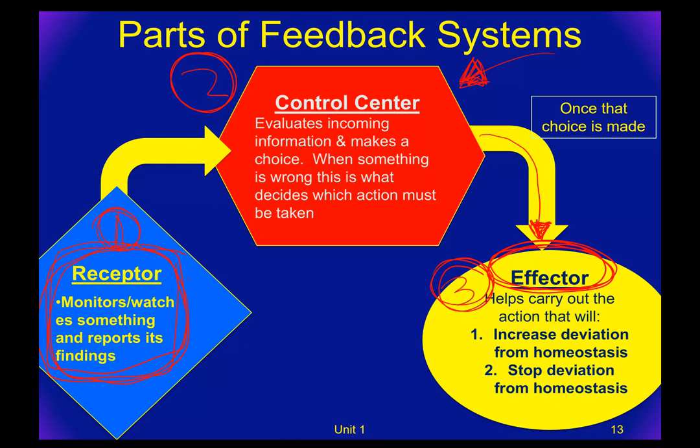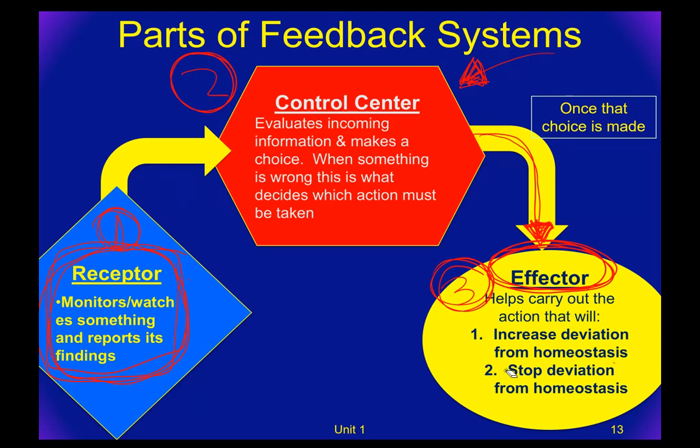Now, in the case of too much sugar in my blood, the control center sends a signal to the pancreas, and the pancreas releases insulin. That stops the deviation from homeostasis. It brings the sugar level down. Okay? If this were that example that I just gave you, stopping deviation from homeostasis, that example would be a negative feedback loop. That's the friend that says, no, no, no, you're not having anything else to drink.